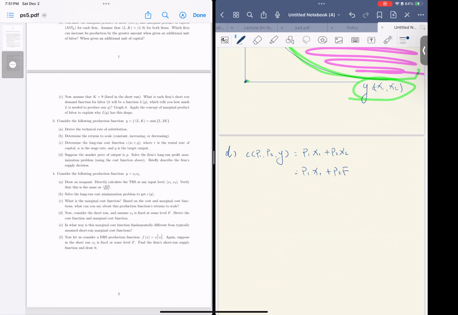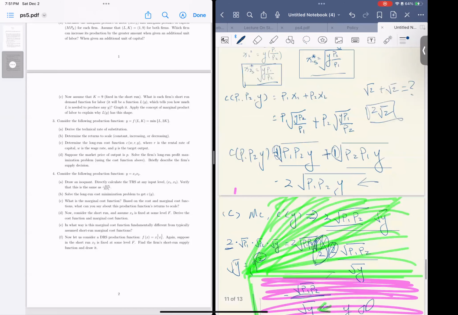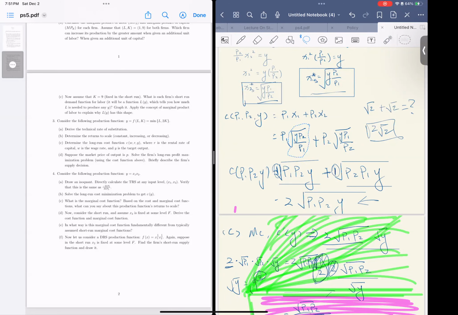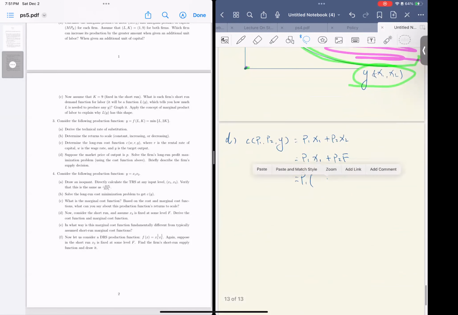Okay, so that's the cost function. So we basically plug it into the X1, which is, I'm just gonna steal everything that I've written before. So right here. And then plus P2F, because it's fixed. So that's our cost function. And give me 1 second. Let me check my bias with my answer.